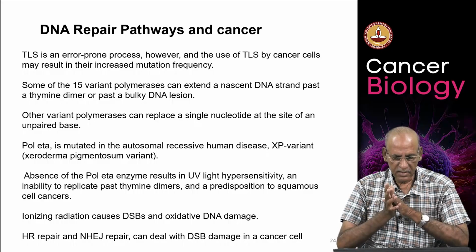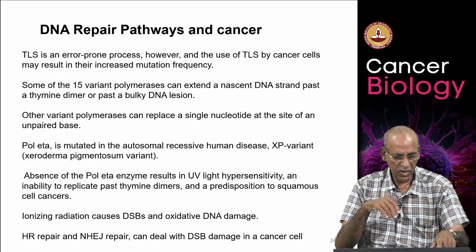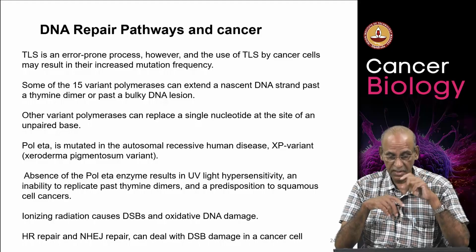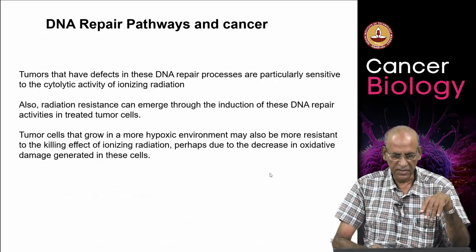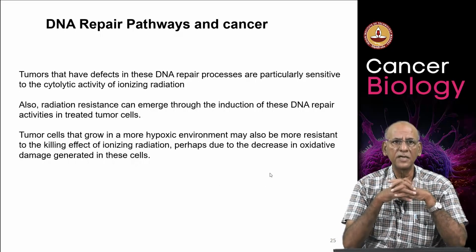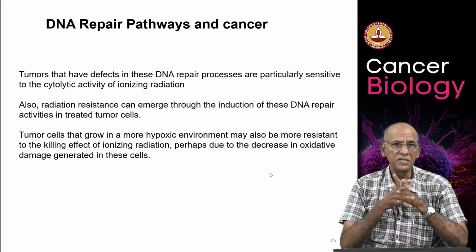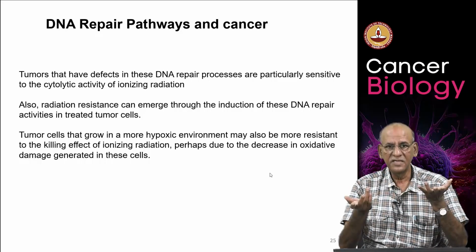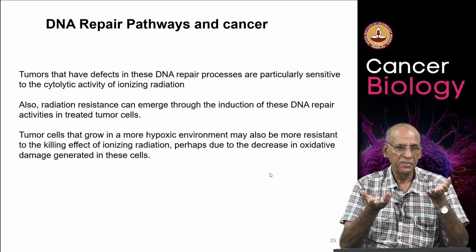Ionizing radiation causes double strand breaks and oxidative DNA damage. Then HR repair, that is homologous recombination, and NHEJ repair can deal with double strand break damage in cancer cells. So, these are all connected with that. So, basically tumors that have defects in these DNA repair processes are particularly sensitive to the cytotoxic activity of the ionizing radiation, because incidentally ionizing radiation we are using it for treatment also, right.